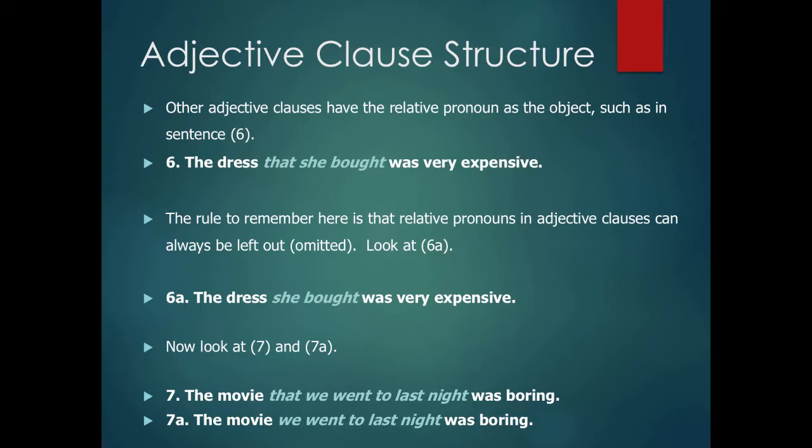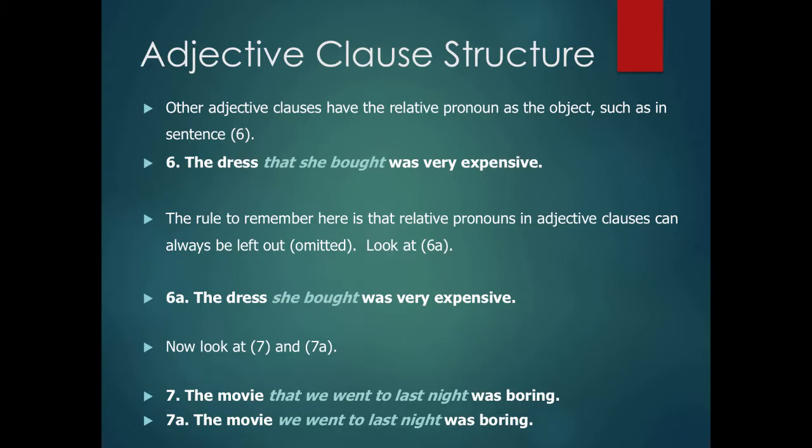Other adjective clauses have the relative pronoun as the object, such as in 6. The dress that she bought was very expensive. Well, you can see that isn't the subject here. She is the subject in the adjective clause. She bought that, so that becomes the object. And of course, that is referring to the dress. So the rule to remember here is that relative pronouns in adjective clauses can always be left out. And you can get 6a. The dress she bought was very expensive.